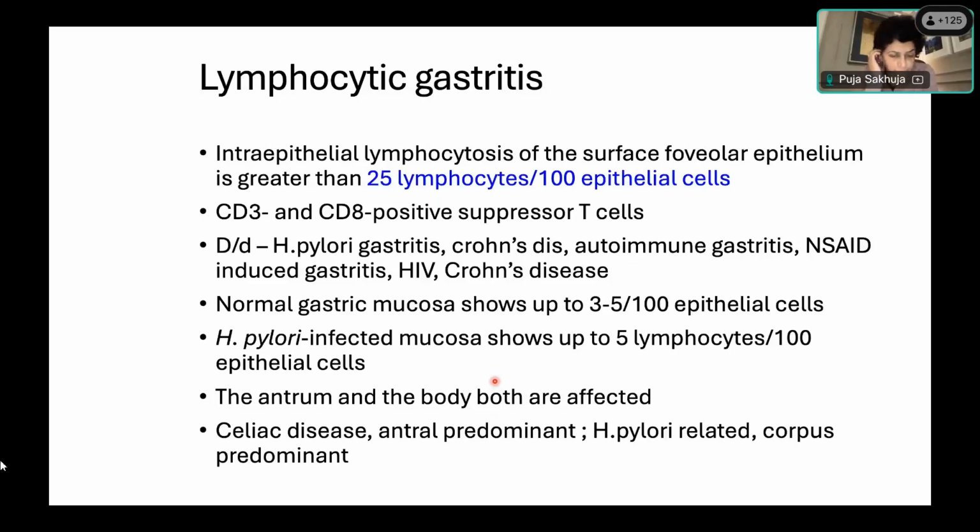CD8 is a marker for which type of cell? Which type of T cell? Helper cell, T helper cell. CD8 is what? Helper or suppressor? Cytotoxic, right? Okay. Now, the other conditions when you can get this is H. pylori gastritis. In that too, you can get increased IELs, but more commonly, what do you get in H. pylori gastritis?